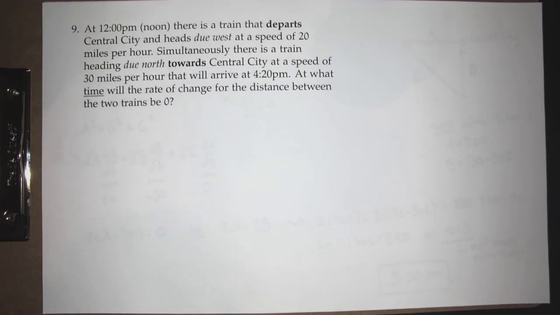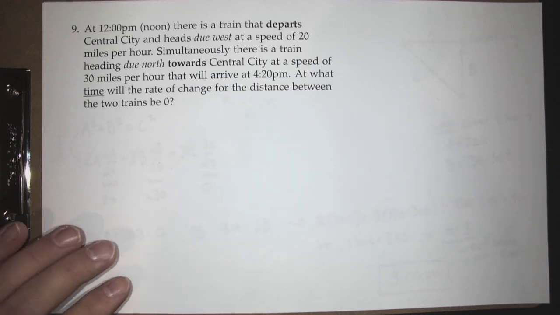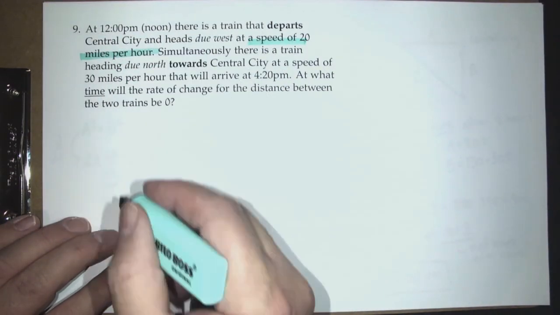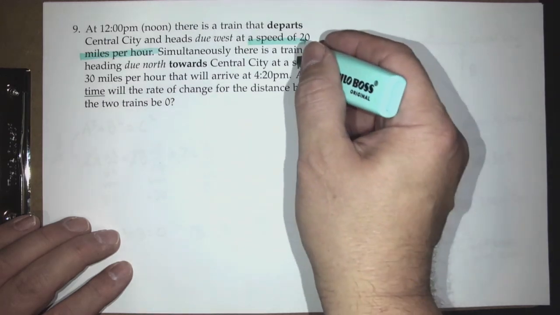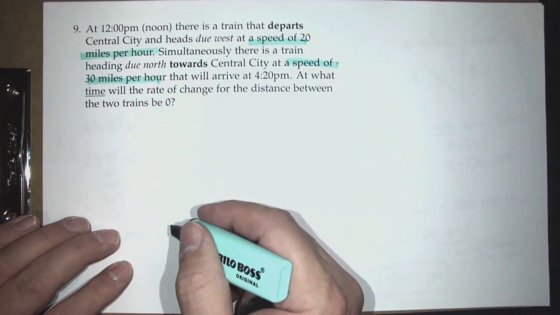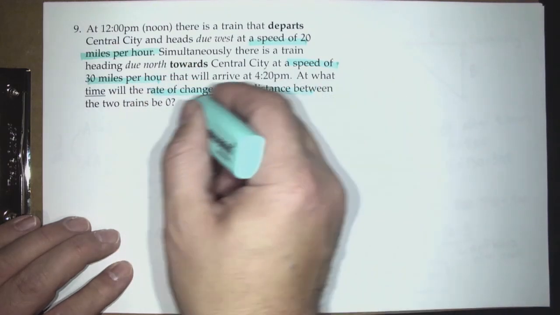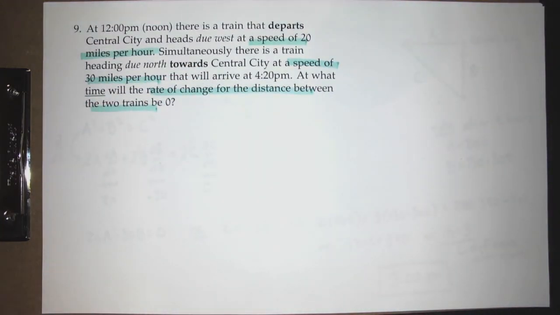Okay, what type of problem is it, and how do we know? Related rates. Why is it related rates? Because they're giving us rates, right? Here's a rate, 20 miles per hour. Here's a rate, 30 miles per hour. Is there any other rate? Rate of change between the two trains. They give us 3 rates: how quickly one train is moving west, how quickly one train is heading north, how quickly the distance between the trains is changing. So we have 3 rates. They're related.